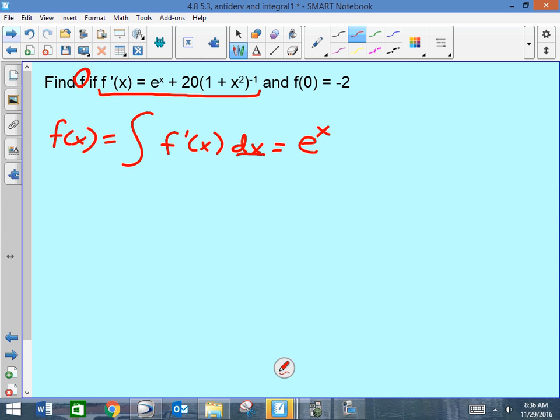Nice. I don't think it works. Double check your derivative. It's a good idea, but there you go. Don't lose your 20. Oh, wait. No, the 20 doesn't go anywhere. 20 is just a constant.